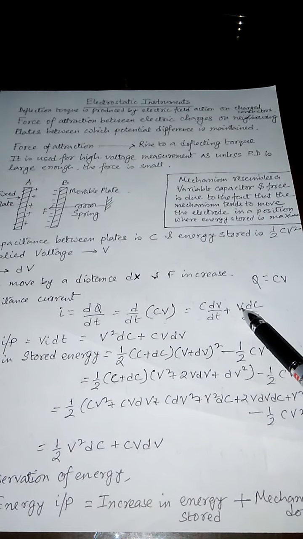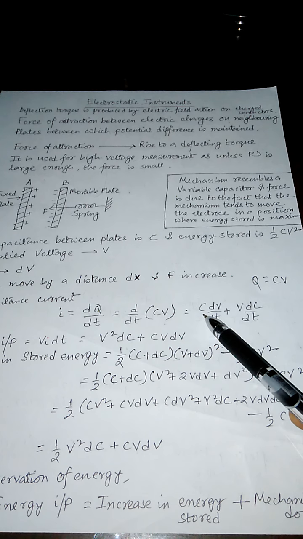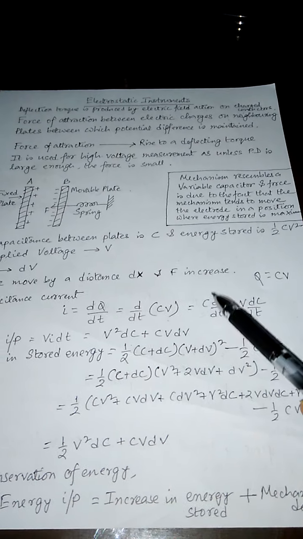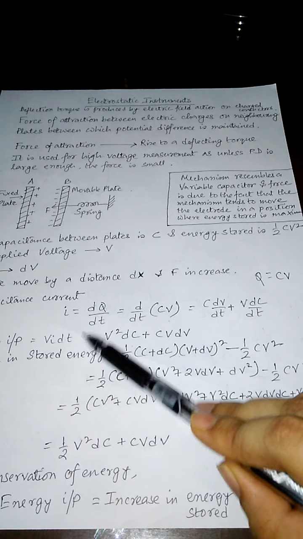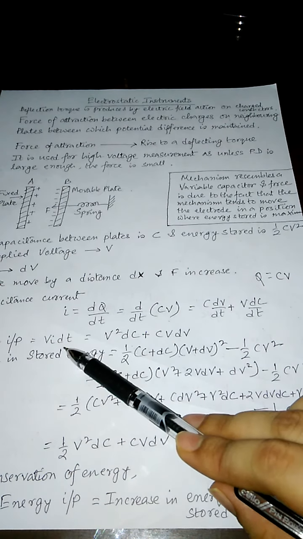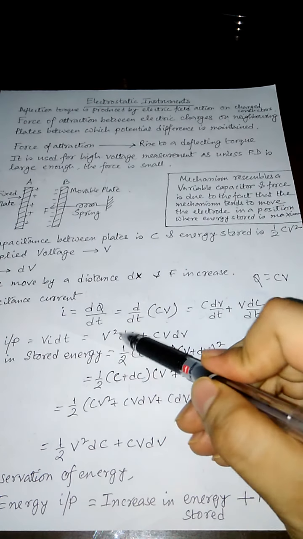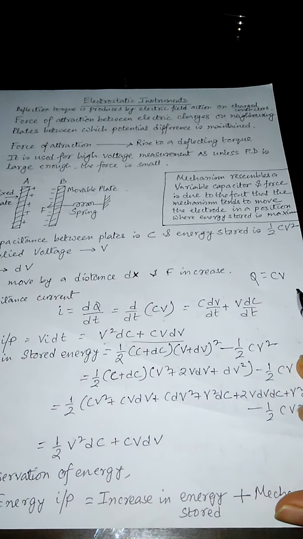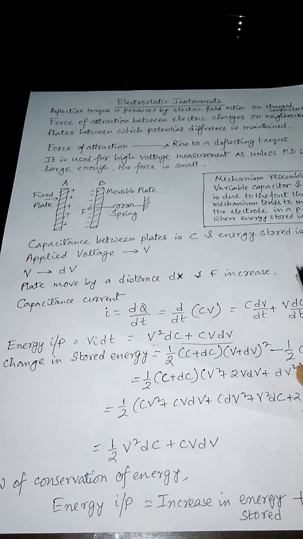If we do the multiplication by V dt, for this term we get V square dC, as dt cancels, and for this term we get CV dV, again dt cancelled. We multiply this factor with V dt because that is the I we get. So if we do the multiplication, our output is V square dC plus CV dV. That means this is the energy input of the system.